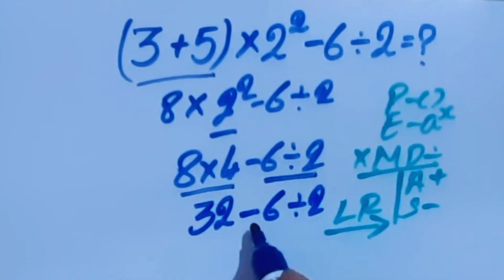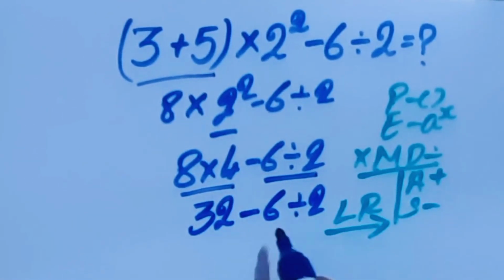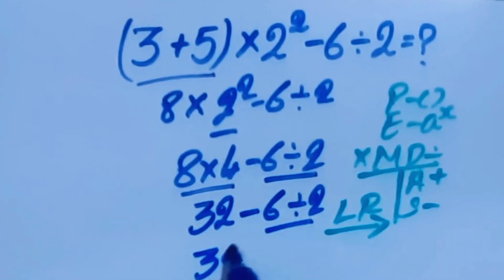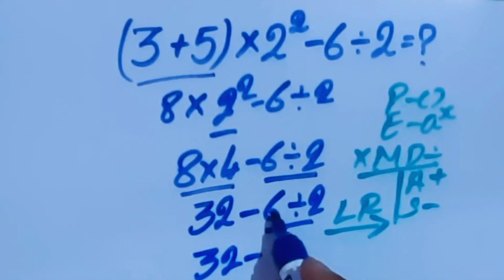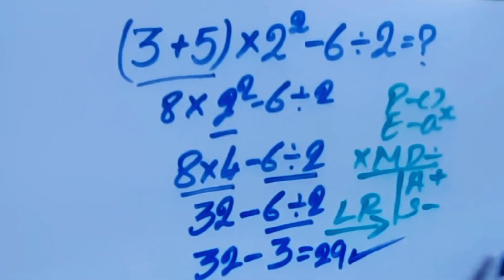Here division is higher priority than this subtraction, so we have to do this division before this subtraction. Here 32 minus this 6 divided by 2 is 3. Here 32 minus 3 is 29, which is the correct answer.